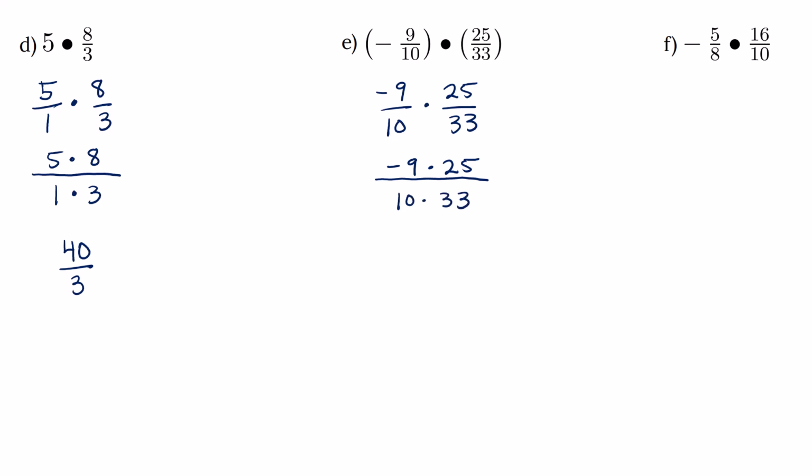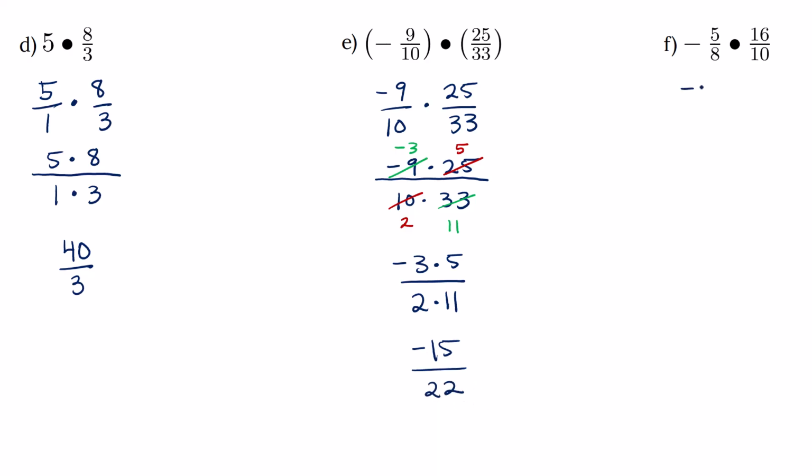I'm noticing some big numbers on the top and bottom, so I'm going to try to reduce at this stage. I see that 25 and 10 have a common factor of 5. So 25 divided by 5 equals 5. 10 divided by 5 is 2. I am also seeing that negative 9 and 33 have a common factor of 3. So negative 9 divided by 3 is negative 3. 33 divided by 3 is 11. So I'll rewrite what we have left, negative 3 times 5, 2 times 11, and that would be negative 15 over 22, and that looks reduced to me.